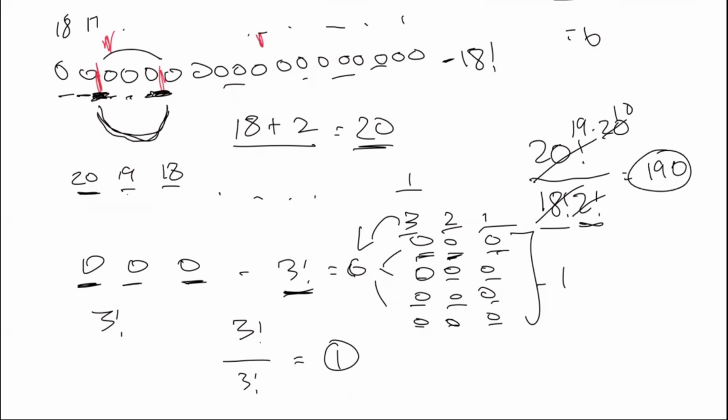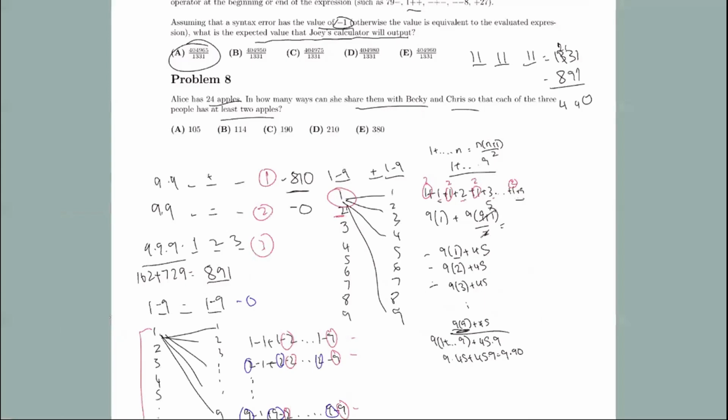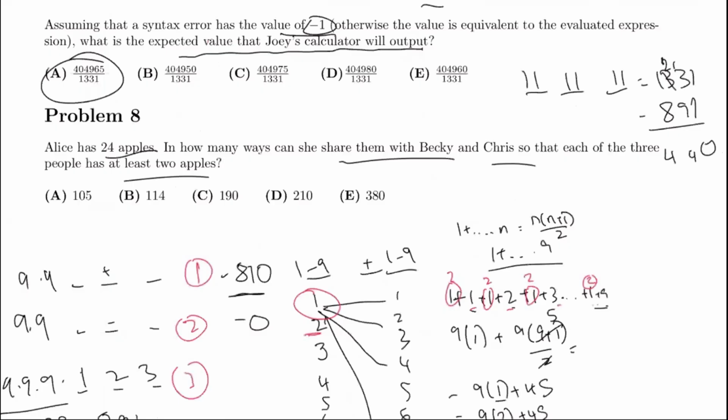So let's go back to our problem. In how many ways can she share them with Bobby and Chris so that each of the 3 people has at least 2 apples? Our answer is 190.